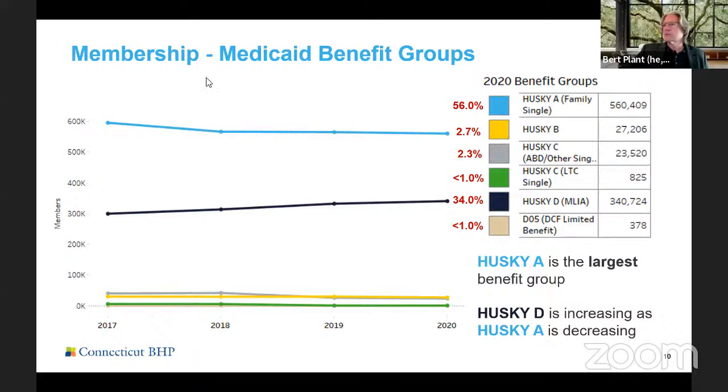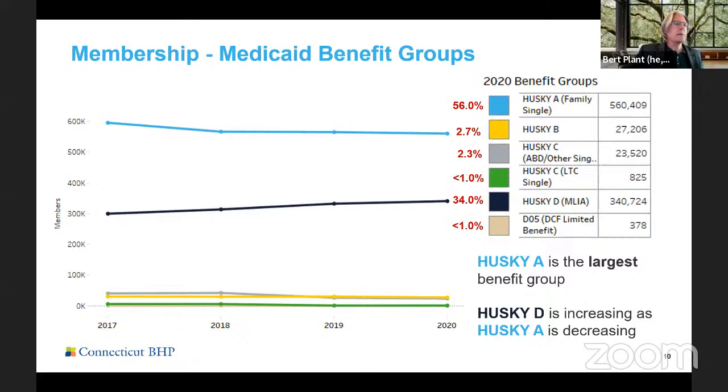This is just another similar type of graph, cutting it by benefit groups. So we can look at Husky A, the single, and we report it as a percentage and also as the total number for the year. In terms of what Brad has raised before about the definitions and so forth, we count membership in a slightly different manner than DSS does. So our numbers don't always jive.